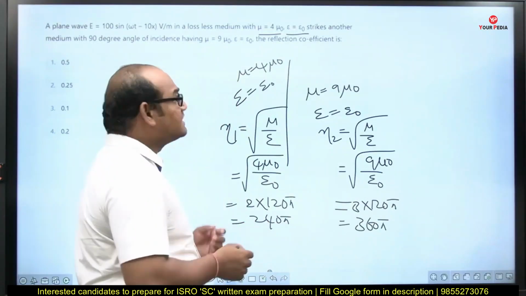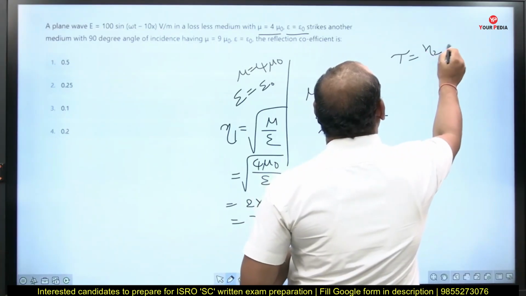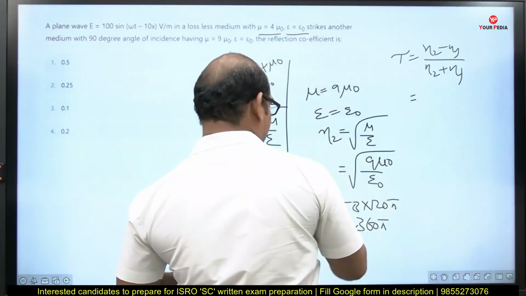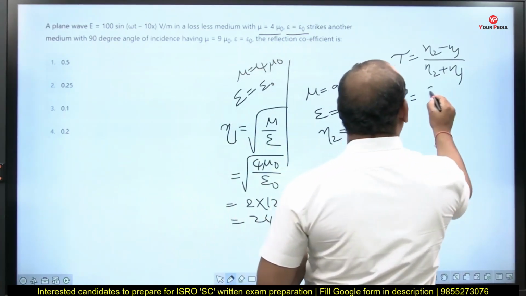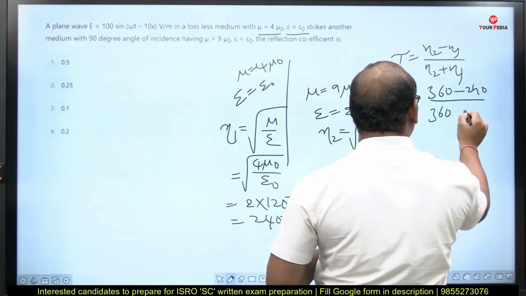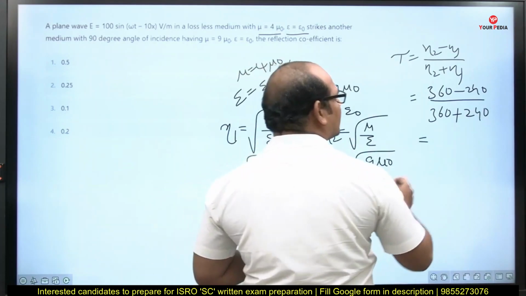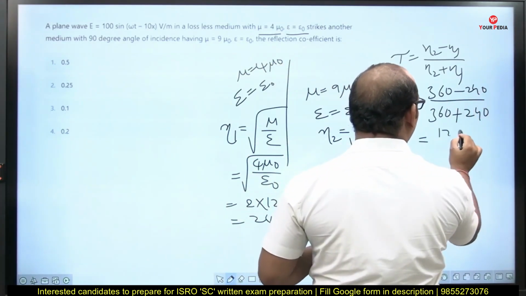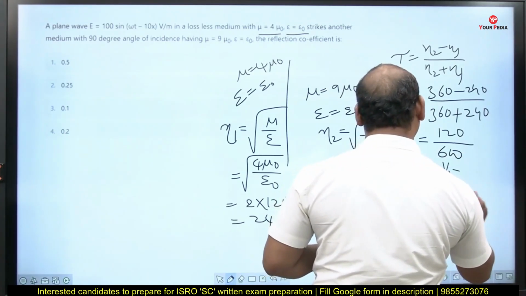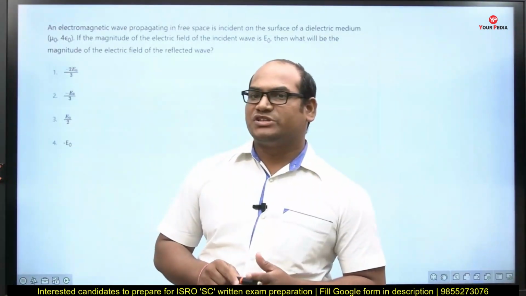You have two impedances. It is easy to calculate the reflection coefficient. So tau is equal to eta 2 minus eta 1 by eta 2 plus eta 1. If you substitute the values, 360 minus 240, pi anyway cancels, so I am not writing it, by 360 plus 240. So how much do we get here? It is 120 by 600. That means 1 by 5, that is equal to 0.2. So 0.2 is available here. Okay, now we will see the next question.